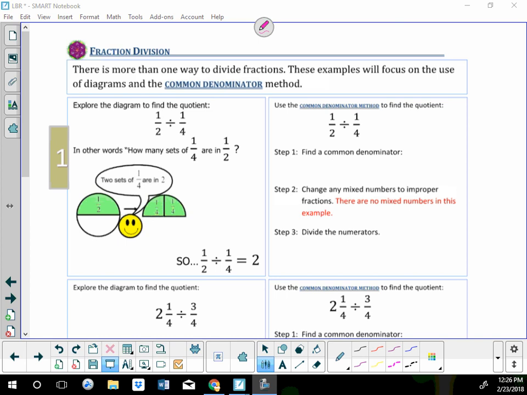So we have 1/2 divided by 1/4. In other words, we can think of how many sets of 1/4 are in 1/2. And when I see a division problem, that's often what I think to myself. Okay, so I want to know how many times does 1/4 go into 1/2?